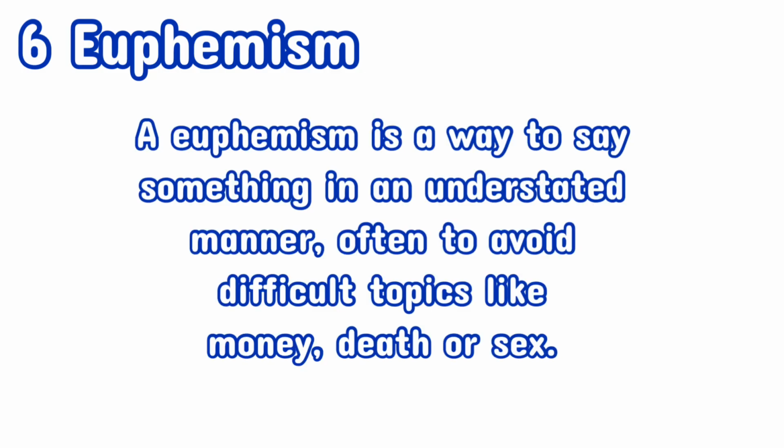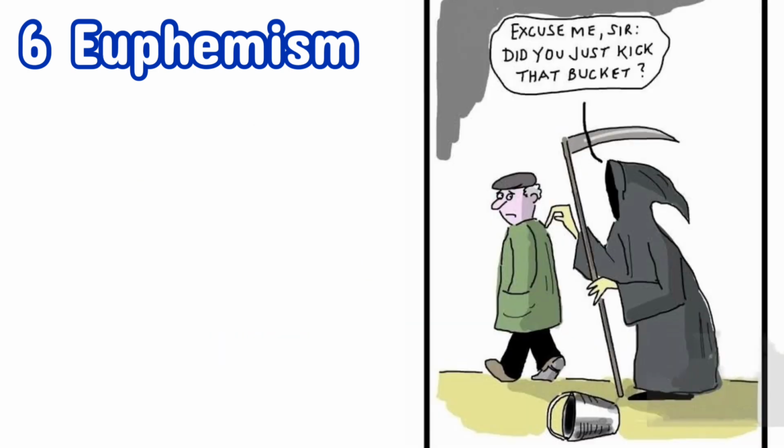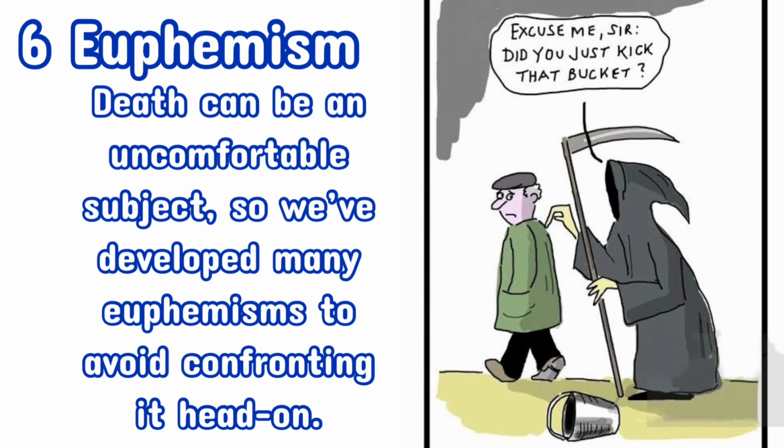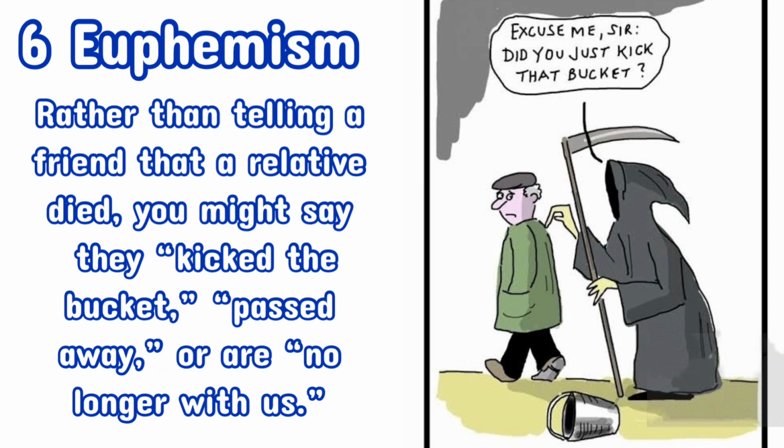Number 6. Euphemism. A euphemism is a way to say something in an understated manner, often to avoid difficult topics like money, death, or sex. Example: Death can be an uncomfortable subject, so we've developed many euphemisms to avoid confronting it head-on. Rather than telling a friend that a relative died, you might say, they kicked the bucket, passed away, or are no longer with us.